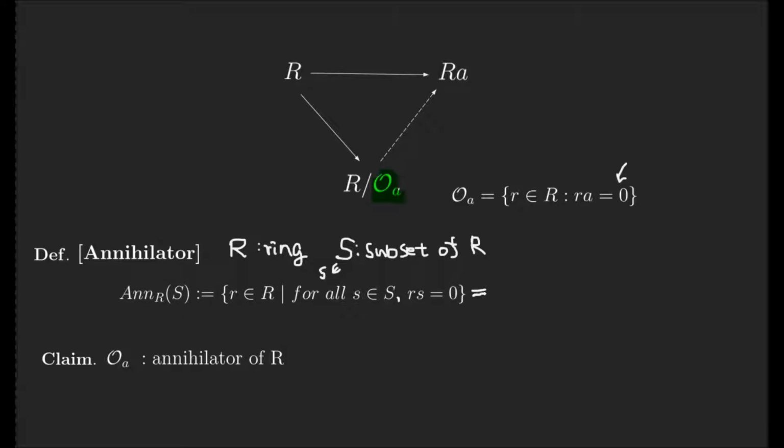Some people skip the notation and just write Ann S. More precisely, the small letter and the large letter Ann are slightly different, but in this case I want to say this is Ann S, where s, the small letter, is an element we pick in S.